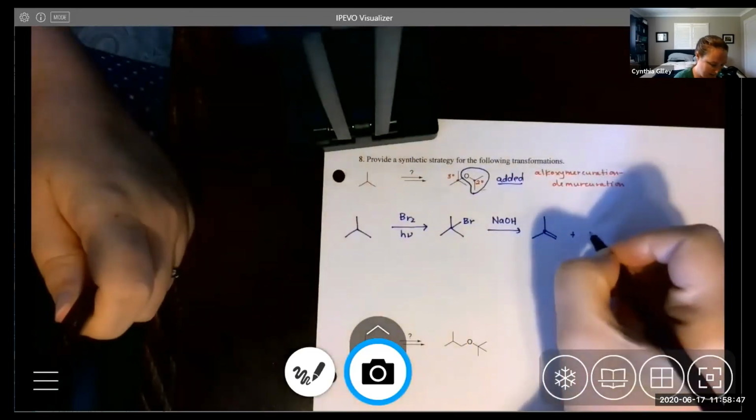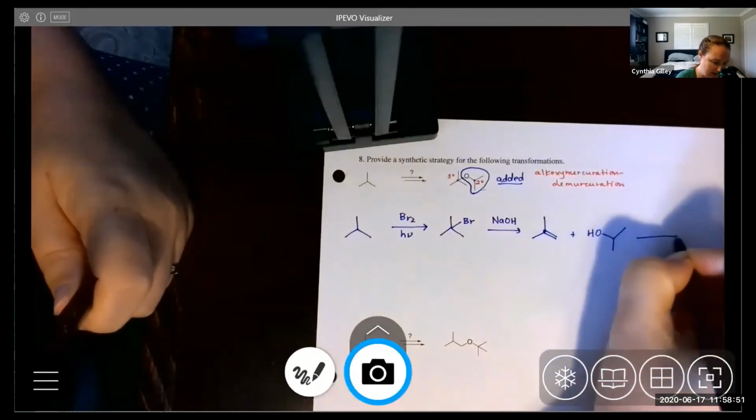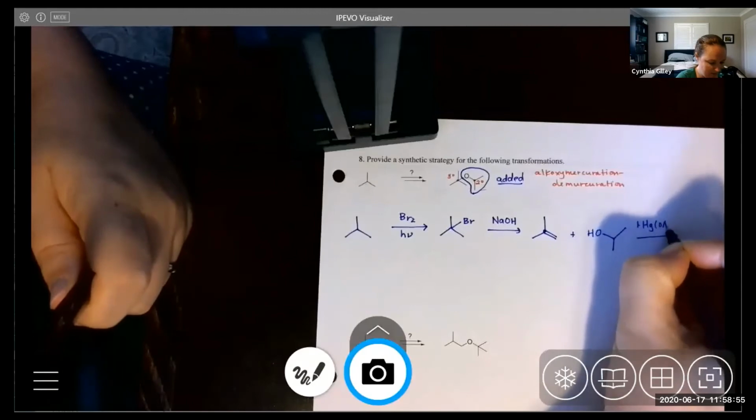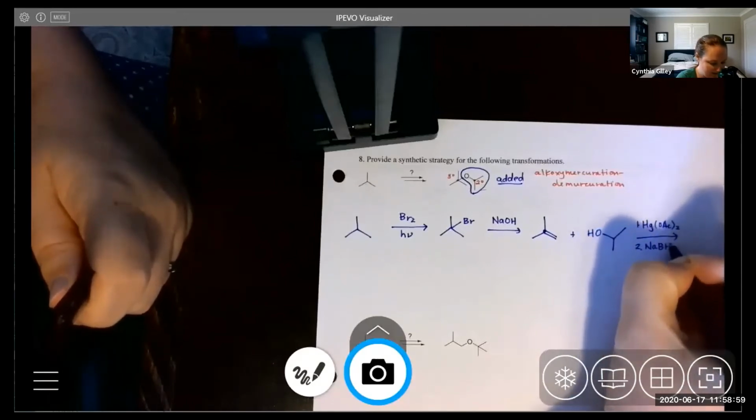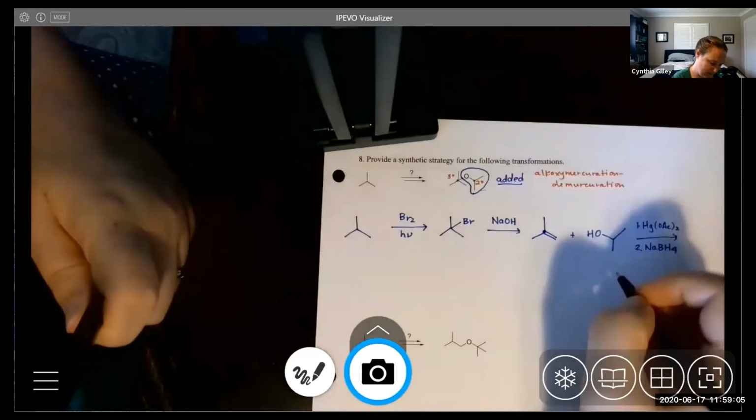So I'm going to draw in the alcohol that I want to use. The conditions for the alkoxymercuration demercuration, I've written those out a million times before, so you should have them memorized: mercuric acetate and sodium borohydride, and that will produce the product.